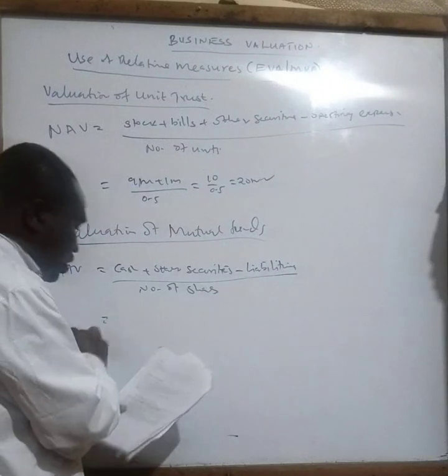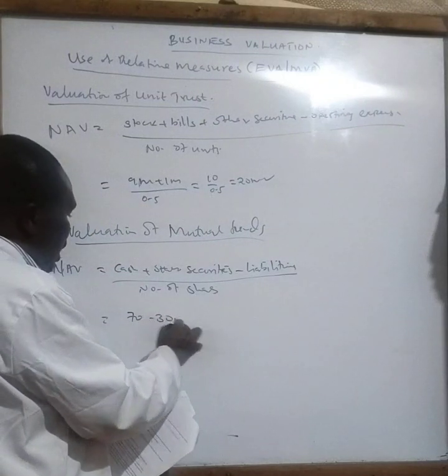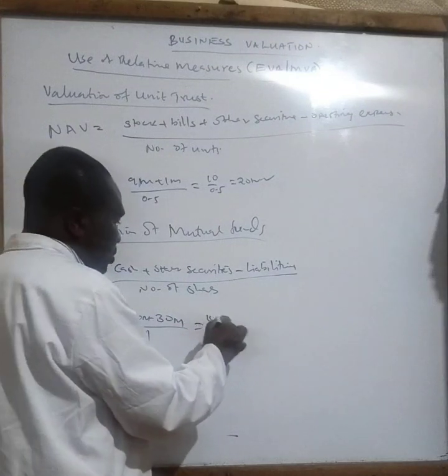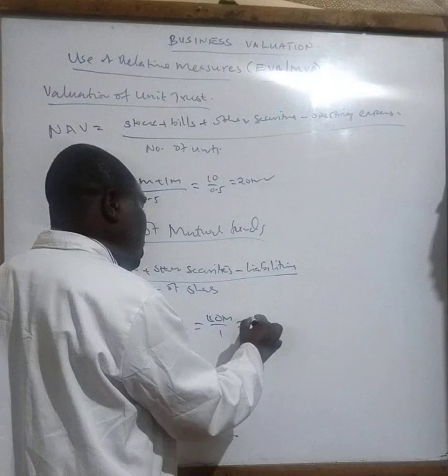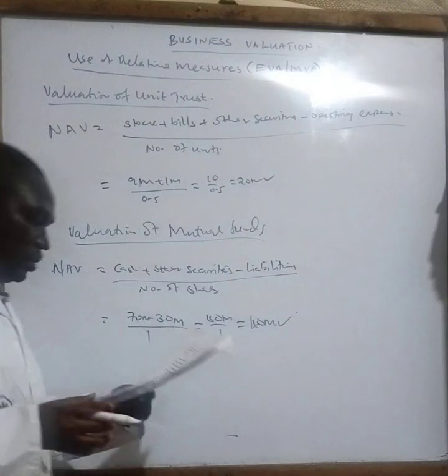So calculate that. Assets, you have been told 70 million, minus 30 million liabilities. Then you divide by 1 million. This will give you 40 million. Divide by 1, you get what? 40 million. So that is the value of the mutual fund.